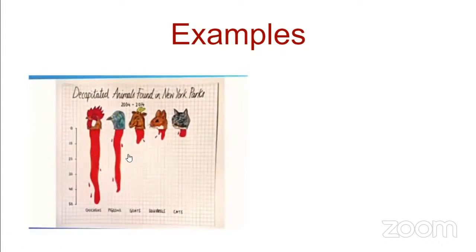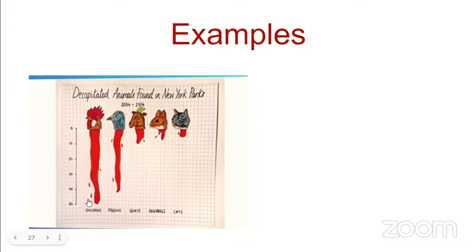So here she uses this visualization to explain the number of decapitated animals found in New York parks, for 2004 to 2014. So what she does is she has a scale, and then she has the image for that animal. And then, of course, when you decapitate an animal, blood flows out. So she uses the depiction of blood flowing to show the number, which is highlighted on this scale.